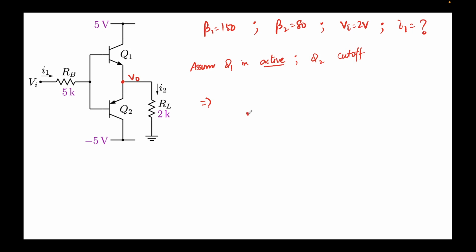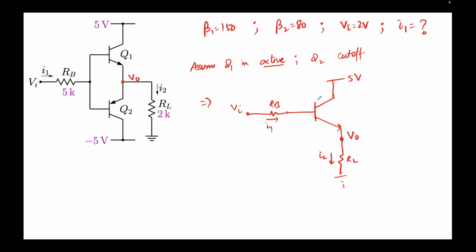So how will the circuit diagram look? This is Vi, this is RB, 5 volts, this is V0, and this is your current I2, this is your current I1. If you recall, we solved these kinds of problems in the previous session, where we were talking about biasing of BJT. So this is fairly straightforward in that aspect. Let's go ahead and solve it.